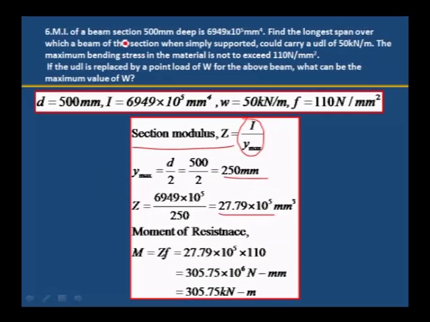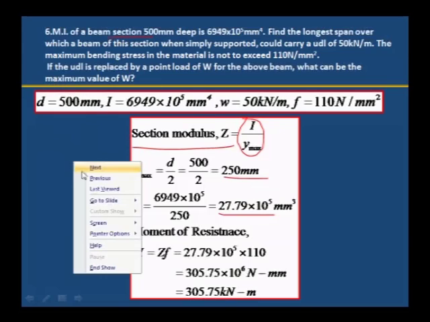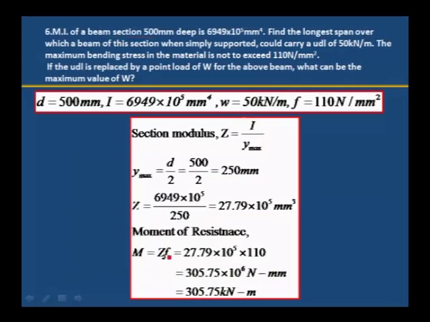That is why, when looking at the problem carefully, note down the data given with its notations, and then list out the formulas you know. For Z, we have two types of formula. One is Z is equal to I by Y, the common formula. The other is Z is equal to 1/6 BD square, for a rectangular section. You have to analyze which formula is suitable for the section modulus. Once you get Z, if F is given, then Z into F gives you the M value.